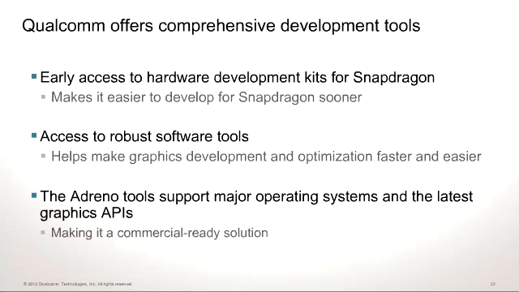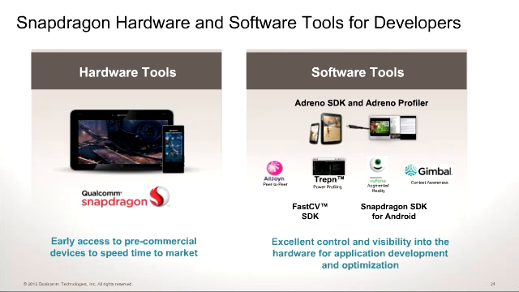So the next slide represents what we have in terms of tools. On the left side, you can see the hardware development kits, which we make available to give you early access. And we also provide some excellent development tools and SDKs, which are on the right side. The SDKs include the Adreno SDK and Profiler for graphics development, which we'll discuss in detail in following slides. The other SDKs include AllJoyn, which is a peer-to-peer communication SDK that is platform agnostic, with which you can communicate between two mobile devices at a time.